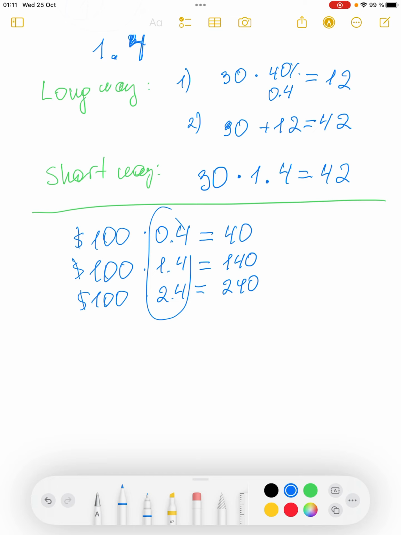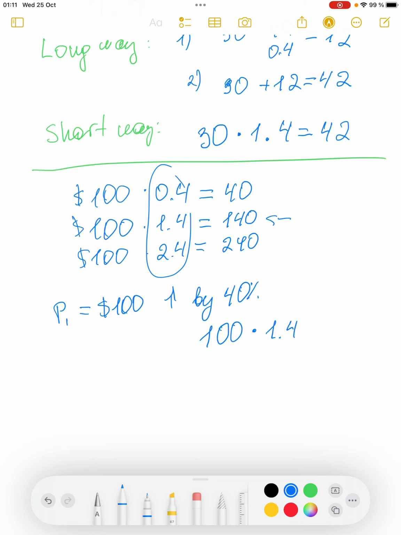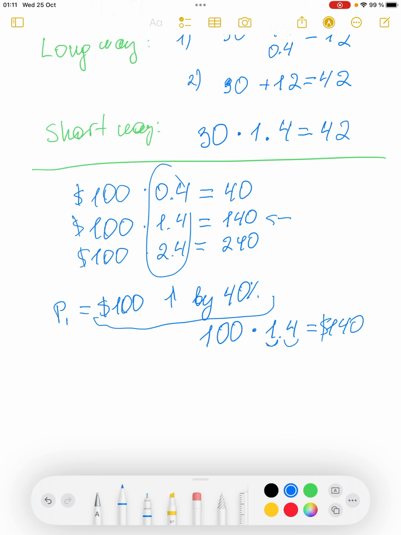So if you have price 1 of $100 and it increased by 40%, you just do 100 multiplied by 1.4. Because the price has increased, you just add 40% on top of it. So you multiply it by 1 full pie, an addition of 40%, and it becomes $140. Okay, so I hope that explains.